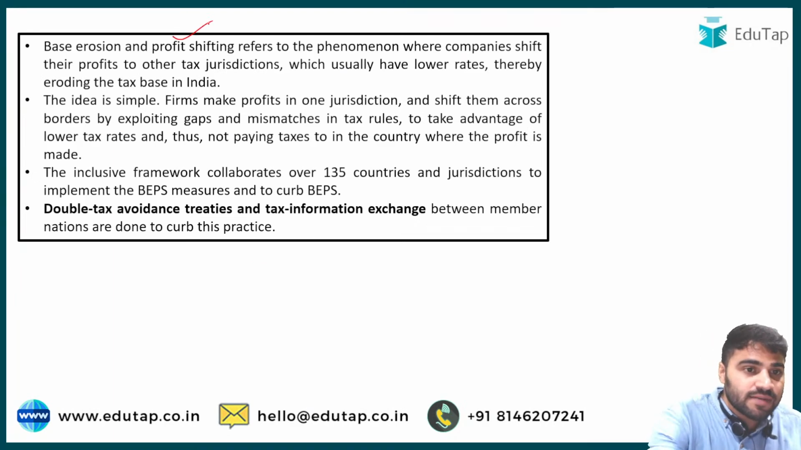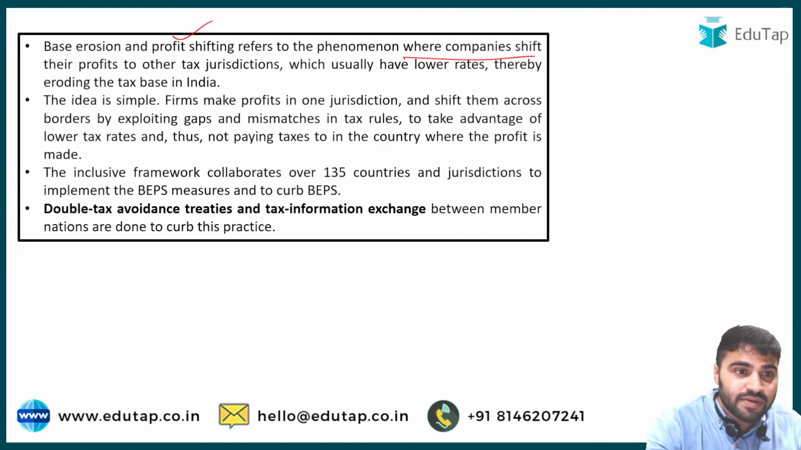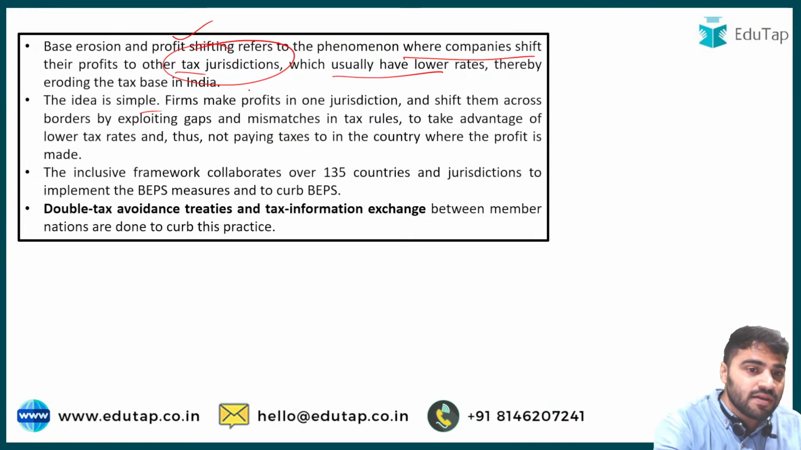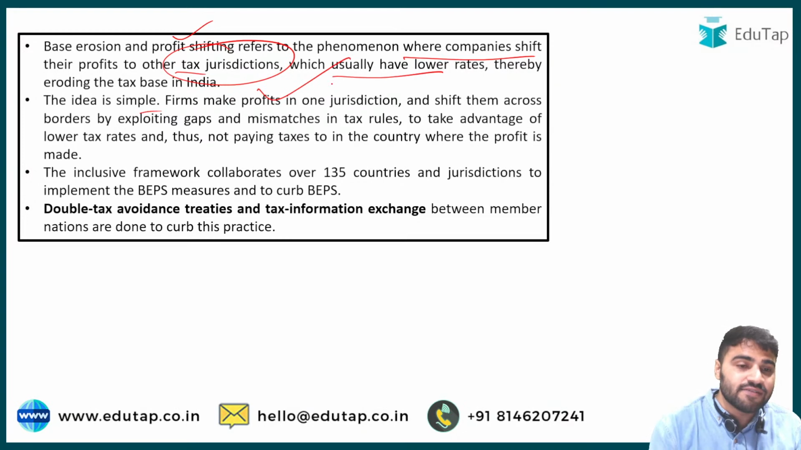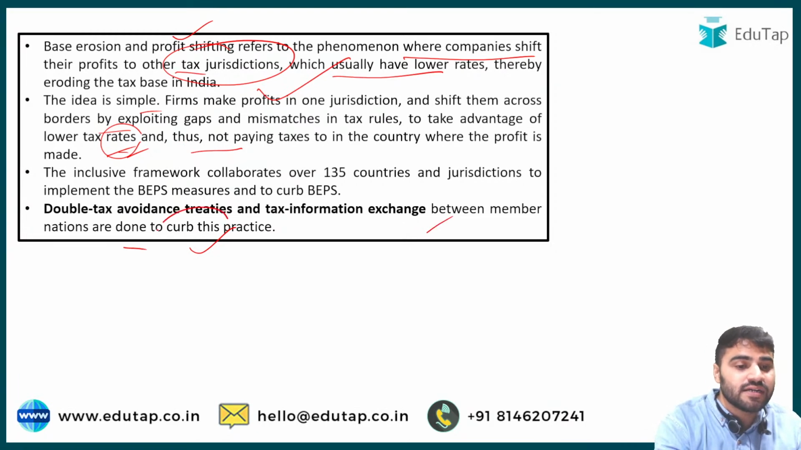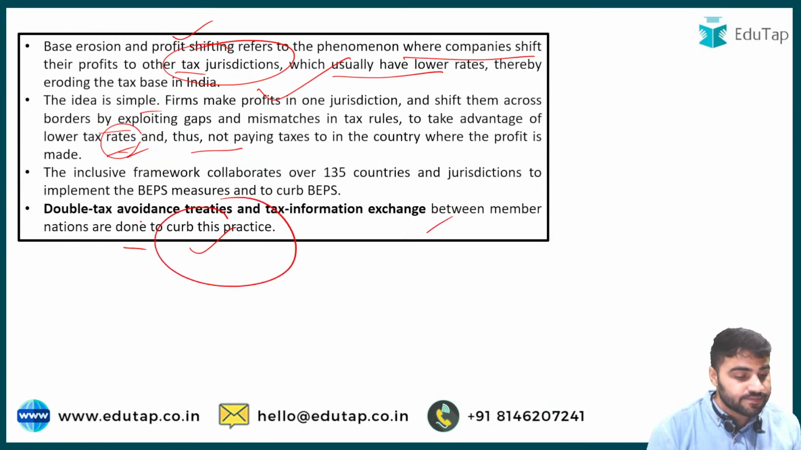So base erosion and profit shifting refers to the phenomena where companies shift their profits to other tax jurisdictions which usually have lower tax rates, thereby eroding the tax base in any particular country, right? So the idea is simple. Firms make profits in one jurisdiction and shift them across borders by exploiting gaps and mismatches in tax rules, to take advantage of lower tax rates and thus not paying taxes in the country where the profit is made. So to prevent this, double tax avoidance treaties and tax information exchange between member nations are done to curb these kind of practices.